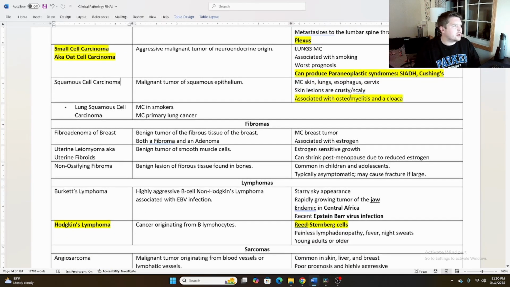Squamous cell carcinoma, this is associated with osteomyelitis and a cloaca. We'll talk about that a little bit further down when we see kind of what a cloaca is.